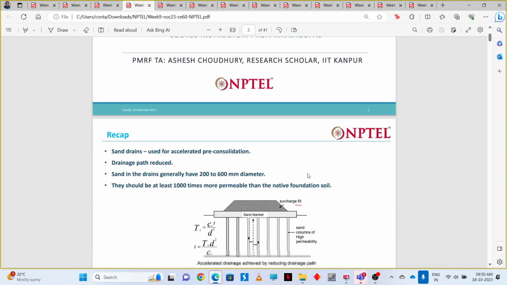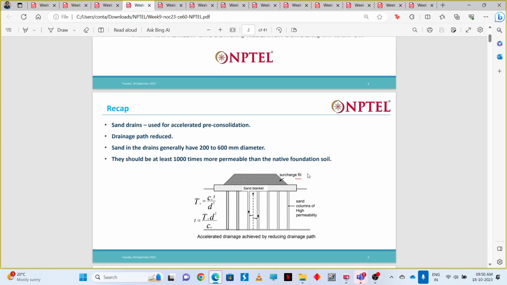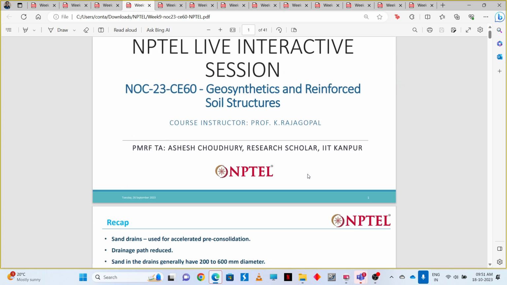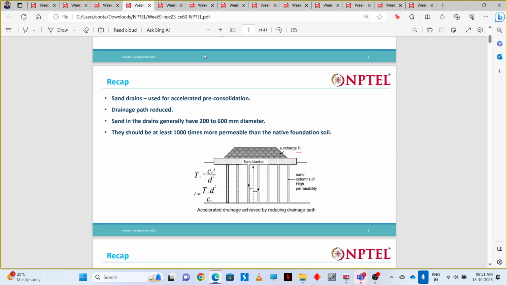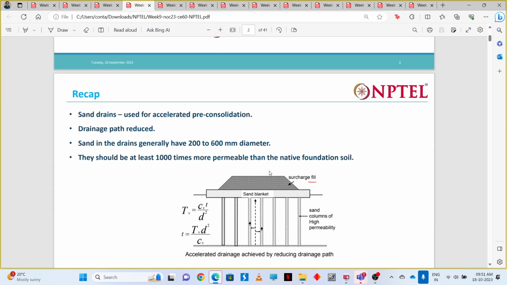Then in the ninth week we discussed mostly PVDs, the vertical sand drains and PVDs. So all these things we discussed. Why are sand drains used? Sand drains are used to accelerate the consolidation process.